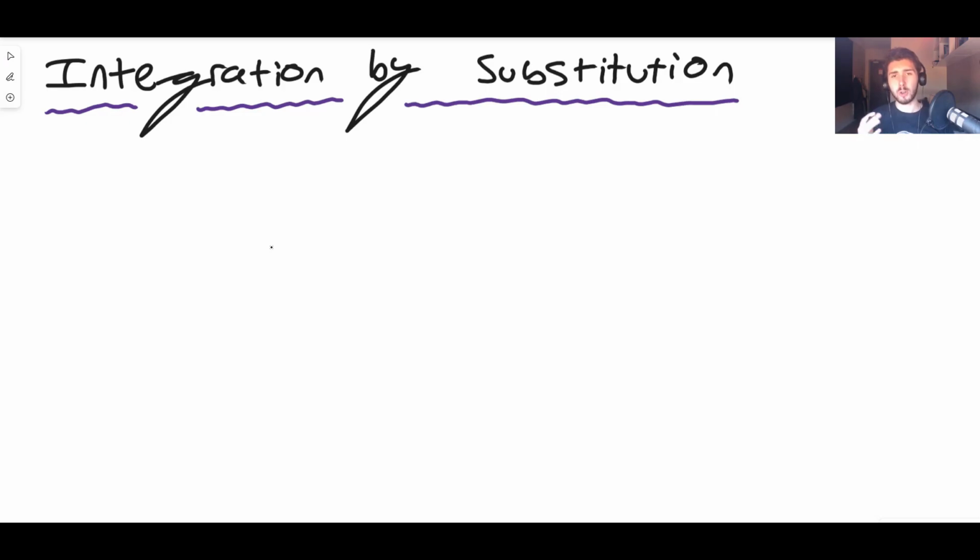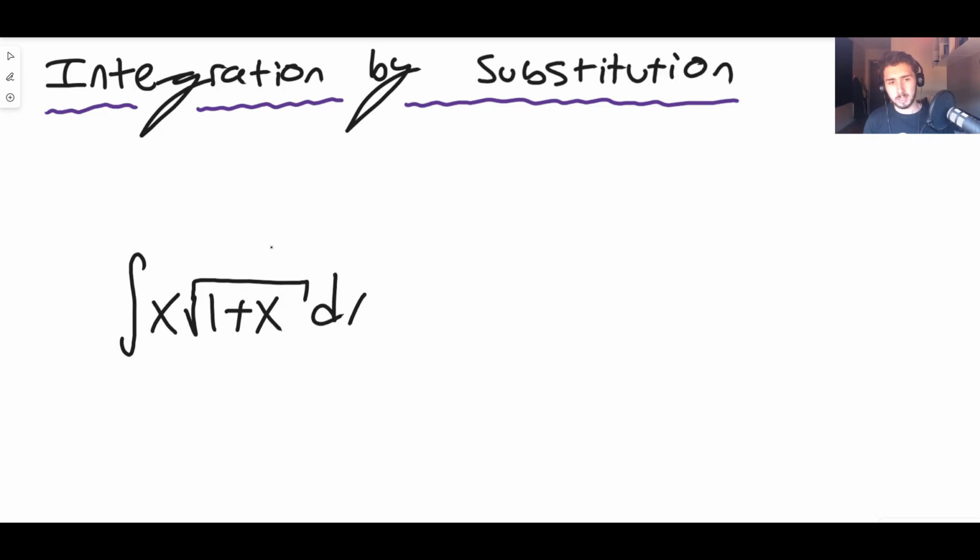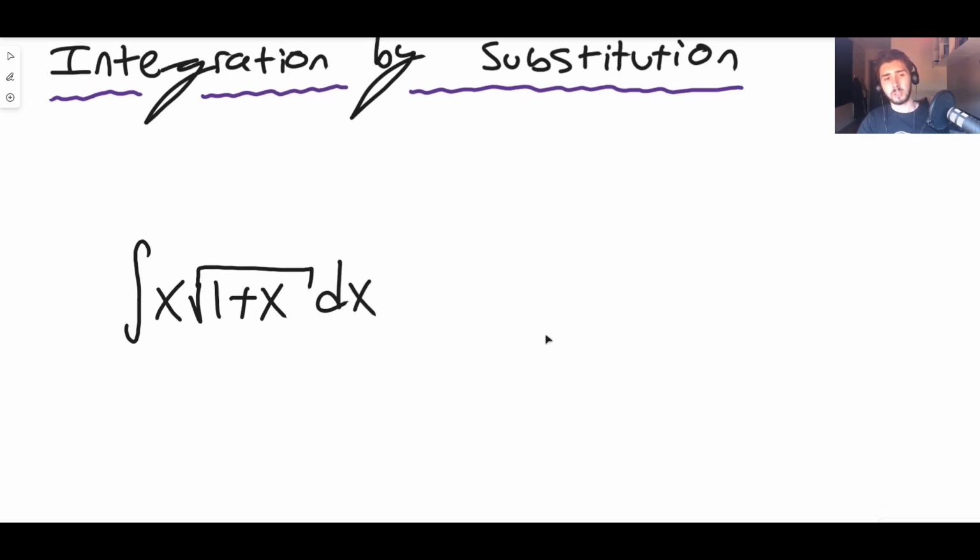So let's just start off with an example. The easiest way to do this is by example, and I'll talk through what we're doing as we go through. So let's consider something like the integral of x multiplied by the square root of 1 plus x. So x times the square root of 1 plus x dx. Okay, let's consider doing this integral.